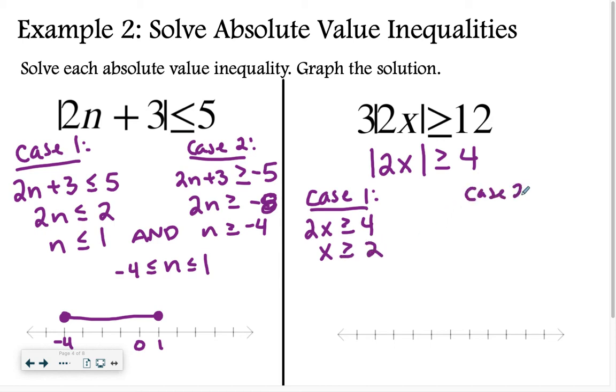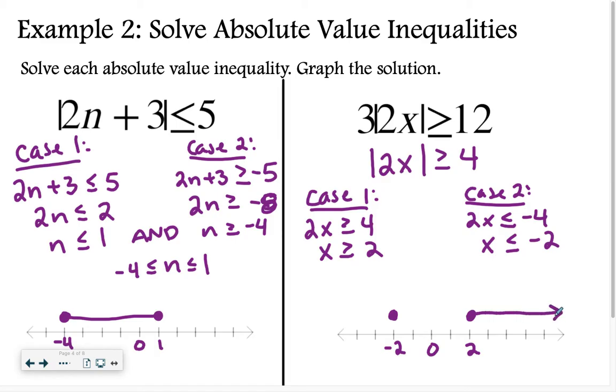And then case 2, I say 2x, I flip my sign and make it a negative 4. Divide both sides by 2, x is less than or equal to negative 2. So let's say this is negative 2, negative 1, 0, 1, 2. I have a filled in circle at both 2 and negative 2. And then x is greater than or equal to 2, so I go out that way, and x is less than or equal to negative 2, so I go out that way. So this is actually an or statement, okay? So x is greater than or equal to 2, or x is less than or equal to negative 2. And that is my answer.